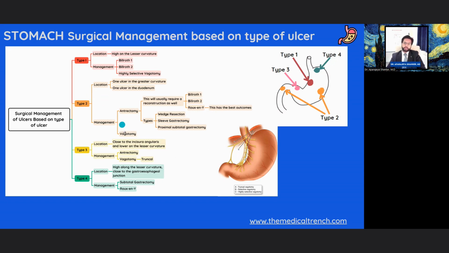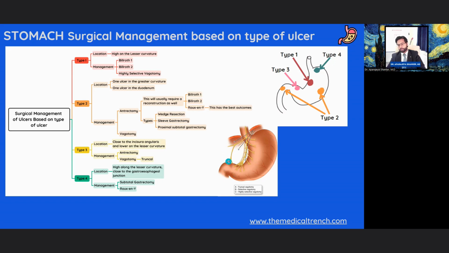For type 2, you also do a vagotomy, but the vagotomy is usually either a selective vagotomy, if the tumor is over here, or a total vagotomy in which you remove the entire trunk.